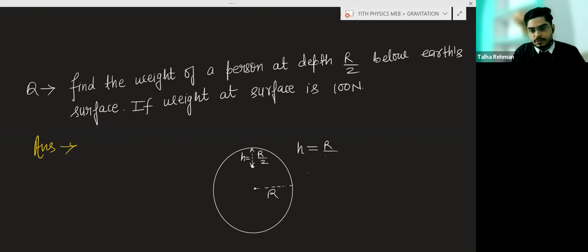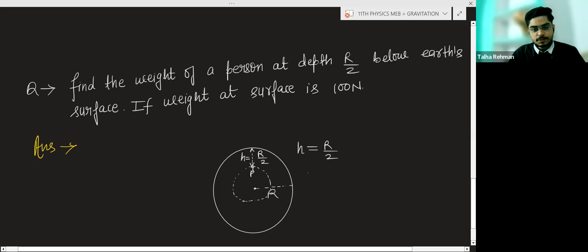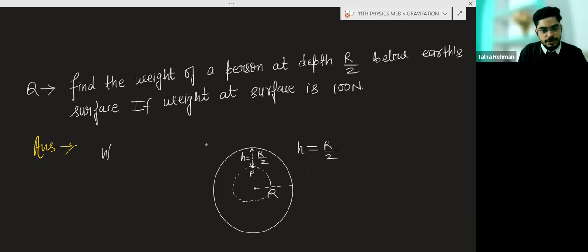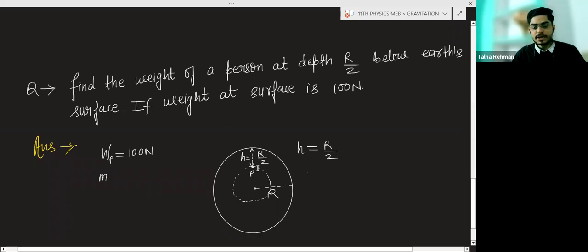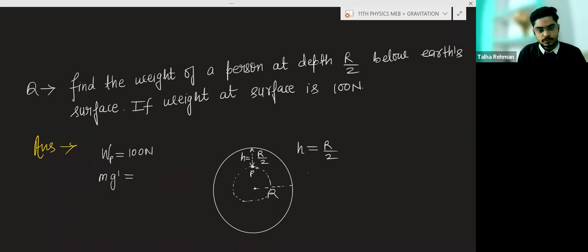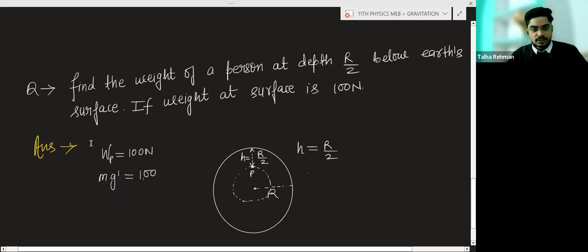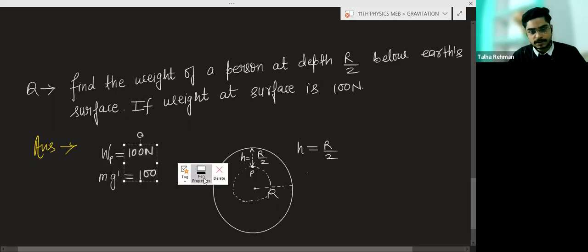So h is given as R by 2, and at this point, suppose this point is P. At this point the weight is given. So weight at point P is given as 100 Newton. So weight at any point is equal to mass multiplied by acceleration due to gravity at that point. Actually, sorry.